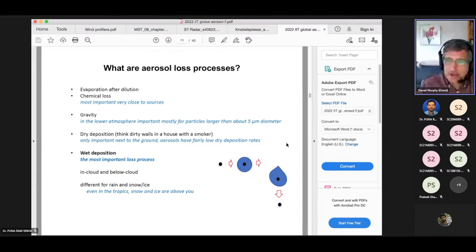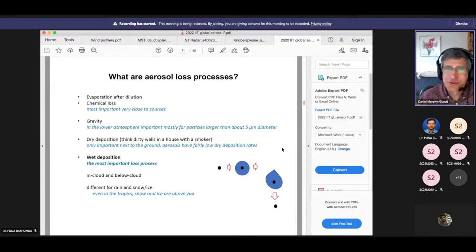So dry deposition, think if you're in a house where a smoker had lived or lives, the walls are a little dirty. And that's because some of the smoke particles in a dry fashion attach themselves to the walls. This also happens in the atmosphere. Of course, it's only important next to the ground where the aerosols can attach. And it also turns out aerosols have fairly low deposition rates compared to gases like ozone or nitrate or something like that. Wet deposition is the most important loss process for aerosols in the atmosphere.